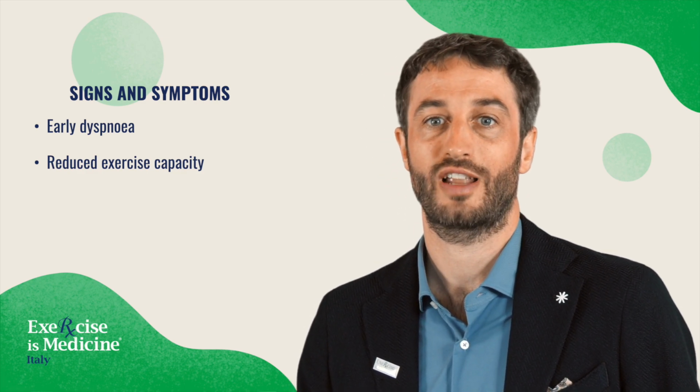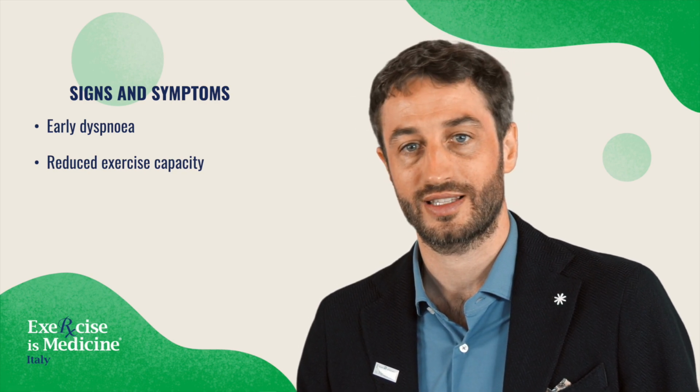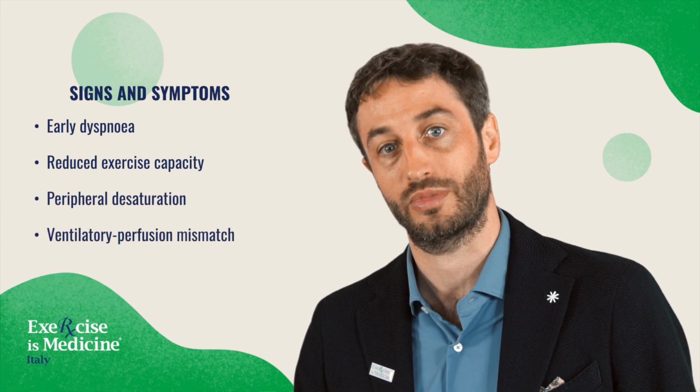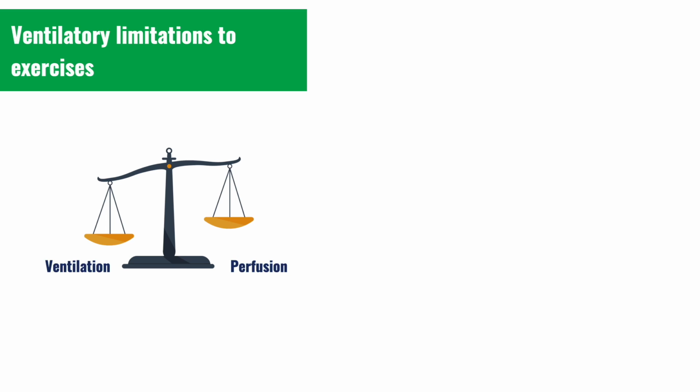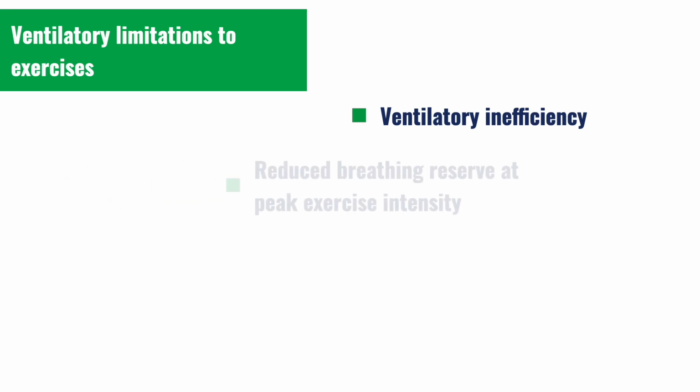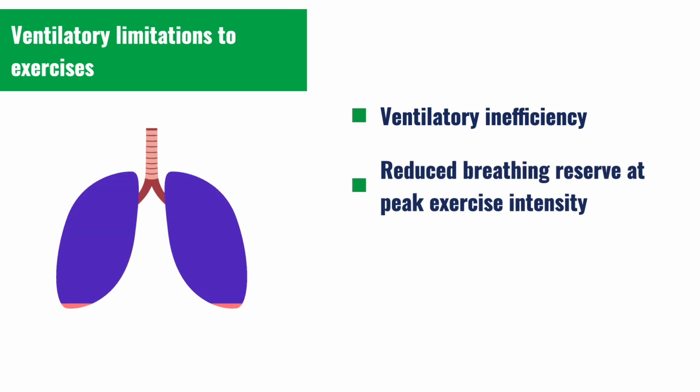However, during functional evaluations, also other different signs could be observed, like peripheral desaturation or ventilatory perfusion mismatch. This mismatch is related to ventilatory inefficiency, because either parts of the lung that are ventilated aren't perfused, or vice versa, parts are perfused but aren't ventilated. This is frequently associated with a reduced breathing reserve at peak exercise intensity, meaning that these patients have to utilize the whole ventilatory capacity during exercise.